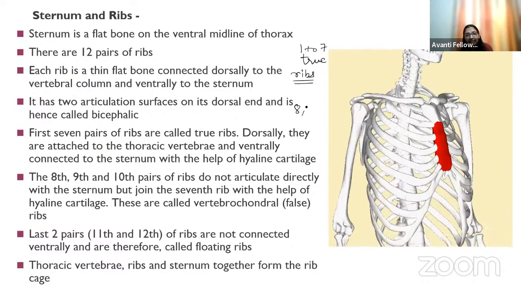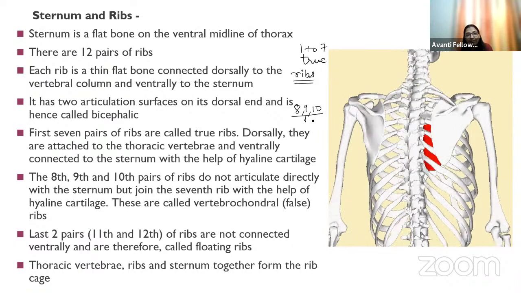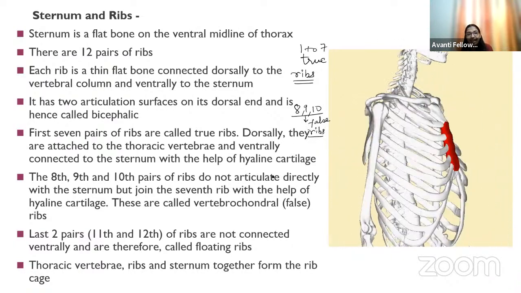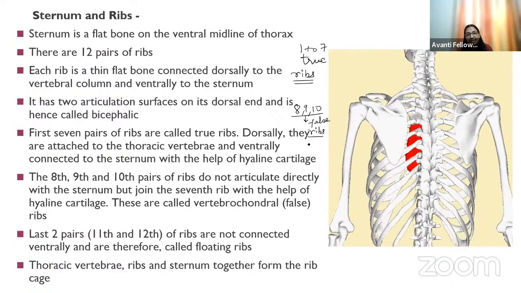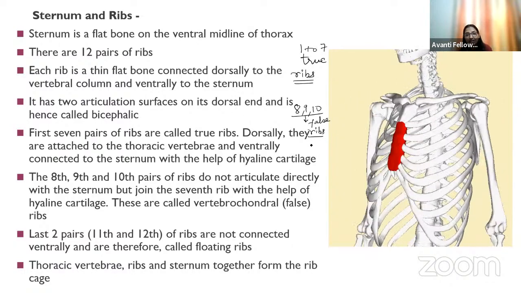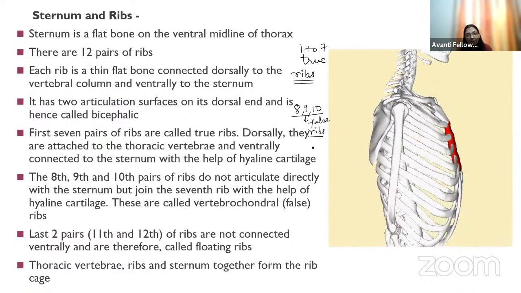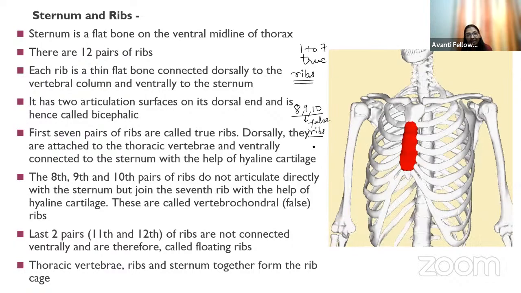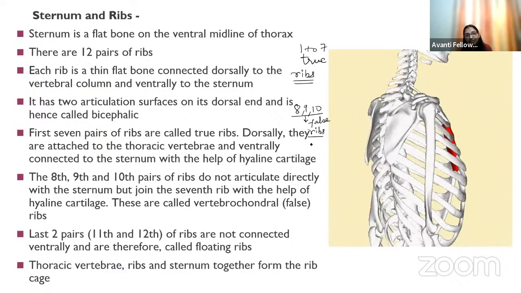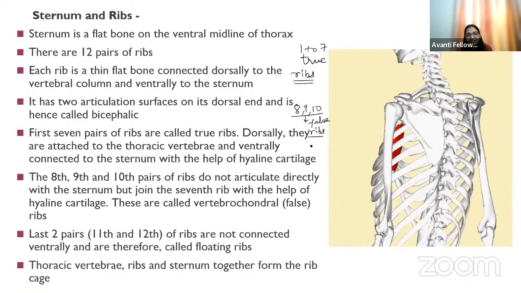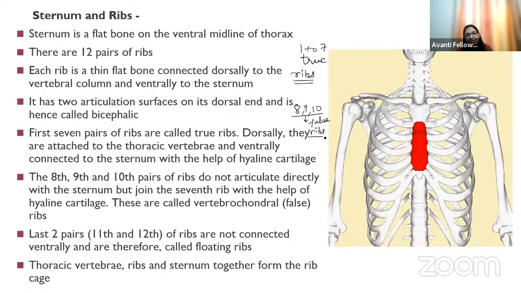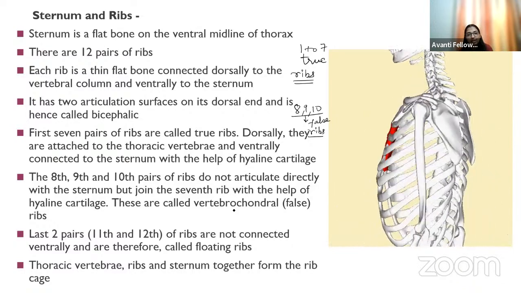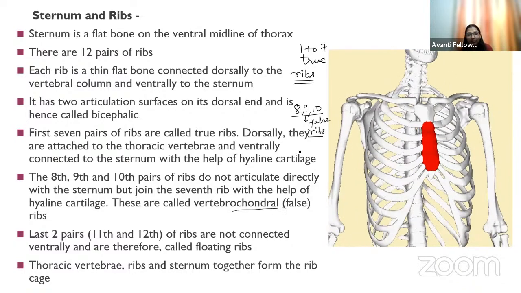Now, ribs 8, 9, and 10 are known as false ribs. Dorsally they are attached to the vertebral column, but ventrally they are attached to the 7th rib, which is attached to the sternum. So they are not directly attached to the sternum. First they are attached to the 7th rib, and then the 7th rib is attached to the sternum. So they are known as false ribs. They are also known as vertebrochondral ribs.